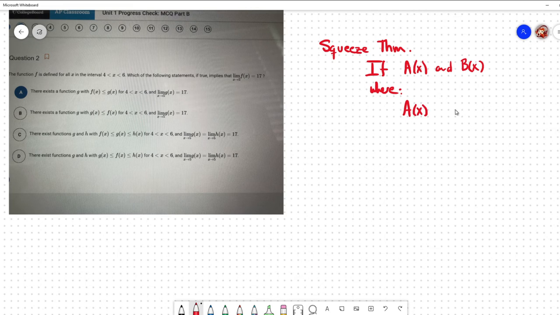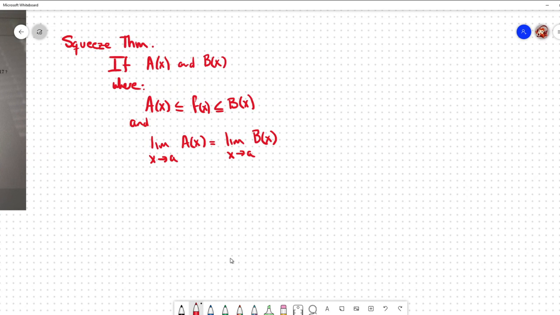So first thing that needs to happen is that our function has to be between these two functions. And the following also must occur, which is the limit as x approaches our point of interest a of A of x has to be the same as the limit of the other function. So visually, and I'm going to give some color to these, let's say A is blue, B is green.